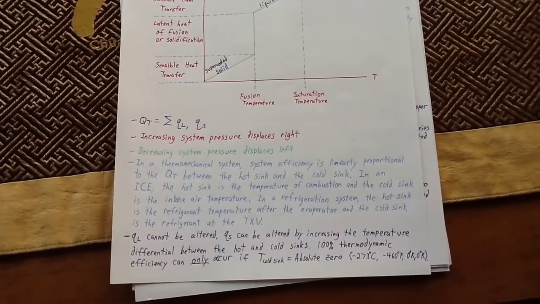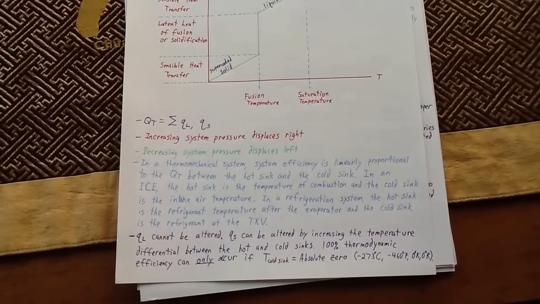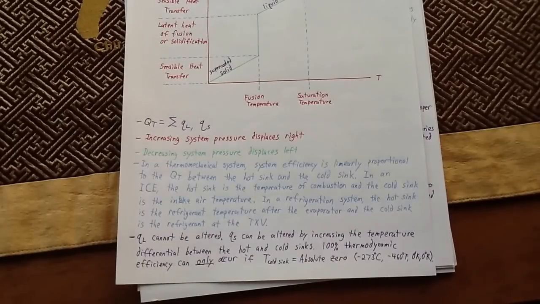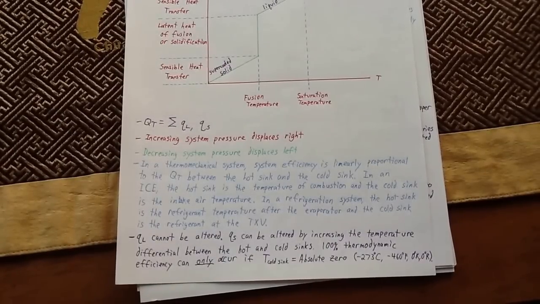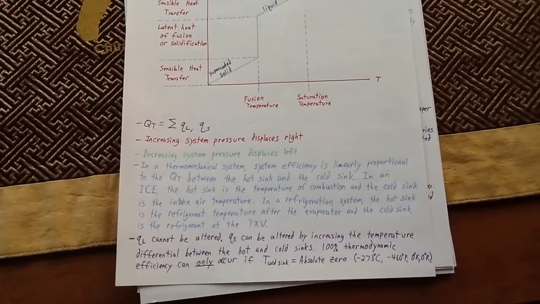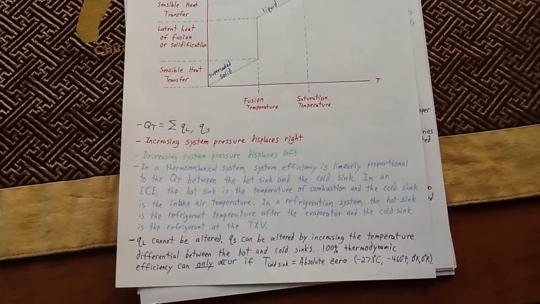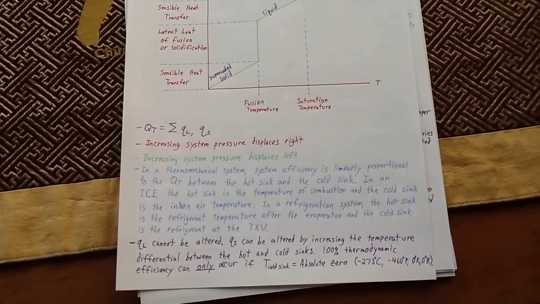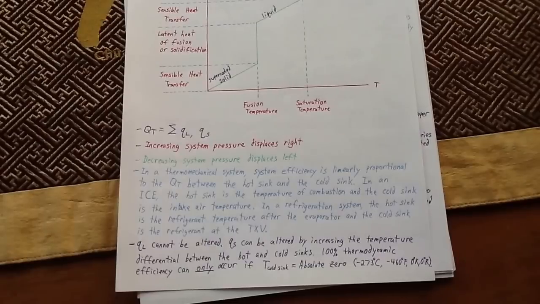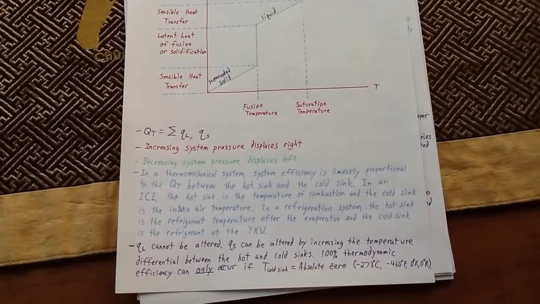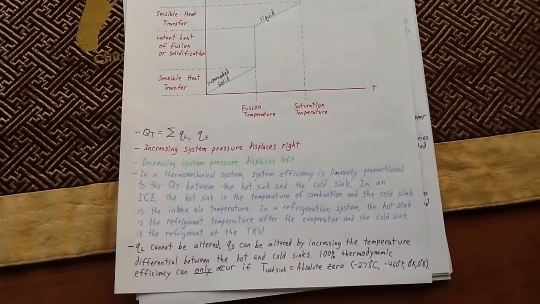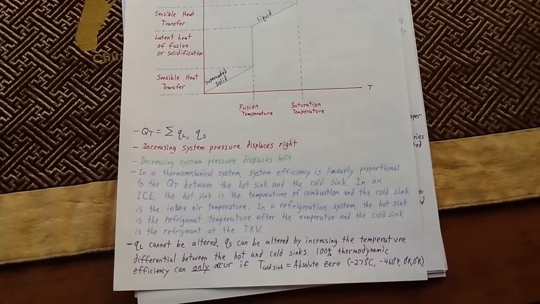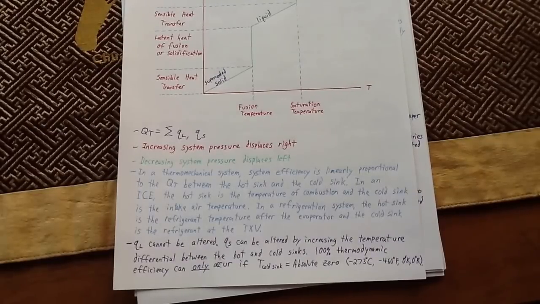Look at the blue one right there. In a thermomechanical system, system efficiency is linearly proportional to the total heat transfer between the hot sink and the cold sink. In an internal combustion engine, the hot sink is the temperature of combustion, the cold sink is the intake air temperature. In a refrigeration system, the hot sink is the refrigerant temperature after the evaporator, and the cold sink is the refrigerant at the thermal expansion valve, TXV. The thing to note about this particular note right there is that internal combustion engines, such as the one that you have in your car, are basically reverses of refrigeration systems.